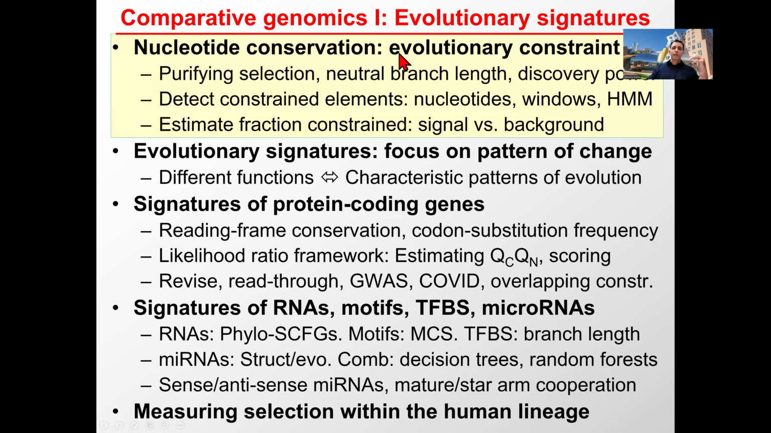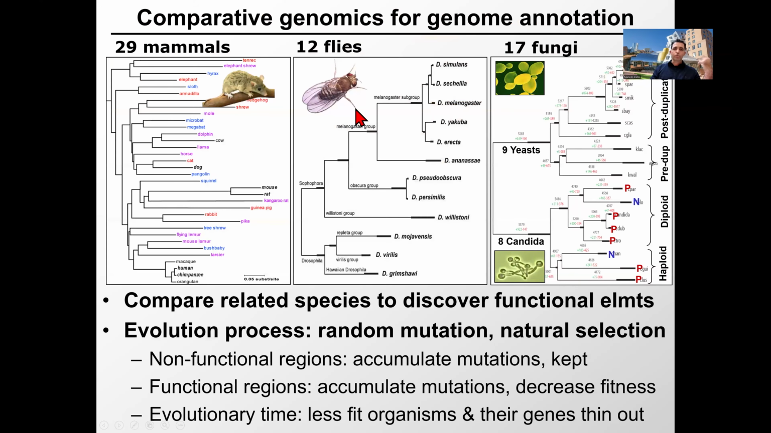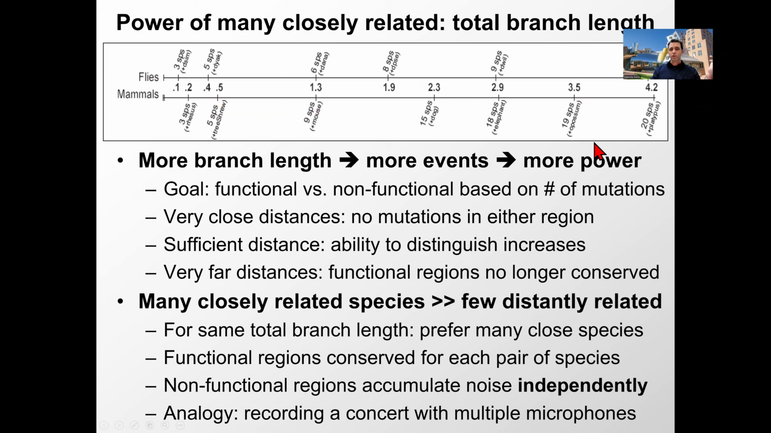So first, let's look at nucleotide level conservation and how to measure evolutionary constraints. You can do comparative genomics. You can align species across mammals, across flies, across fungi, and so on and so forth. And the key idea here is the more branch length we have, the more power we have.